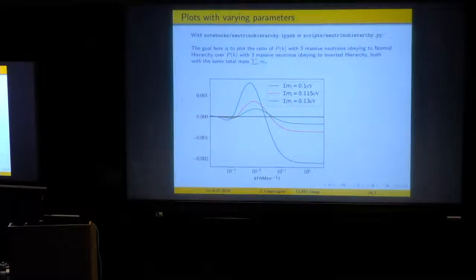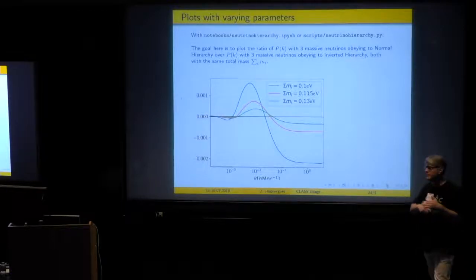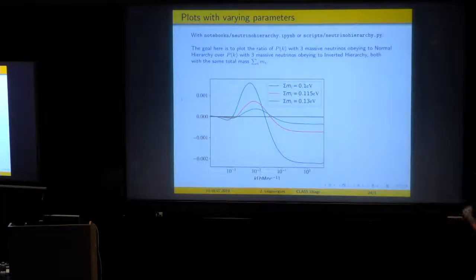between having the matter power spectrum with neutrinos ordered with a normal hierarchy or with an inverted hierarchy. So it's really the relative difference between normal and inverted hierarchy for common values of the total neutrino mass. So these are 3 values of the total mass, and for each of them, it's a relative difference between normal and inverted hierarchy.